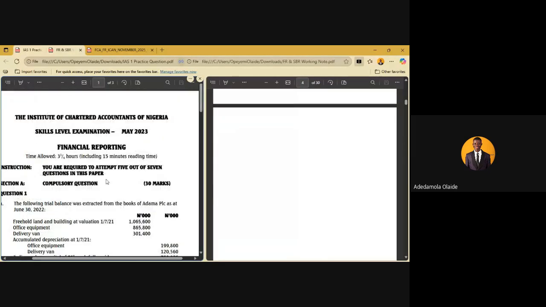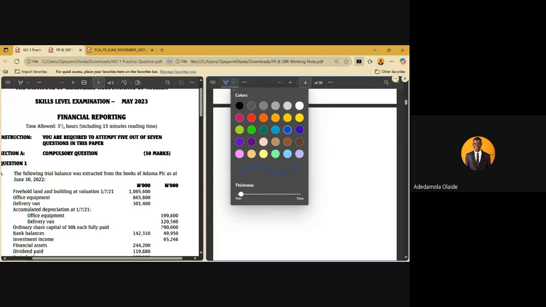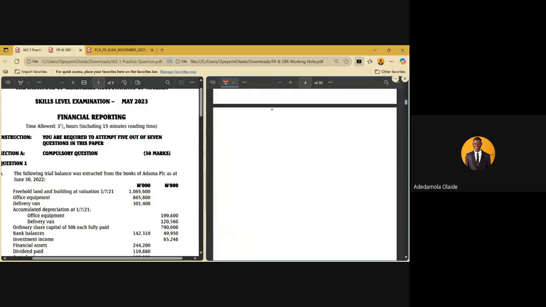So I'll start with, we have the books of Adama PLC. Adama PLC. What color should I use? Boom. Adama PLC.